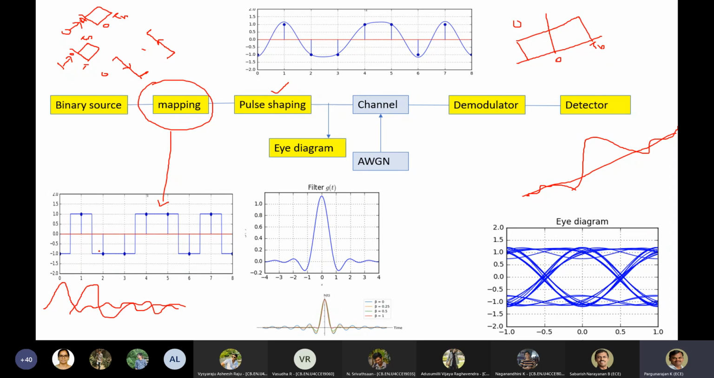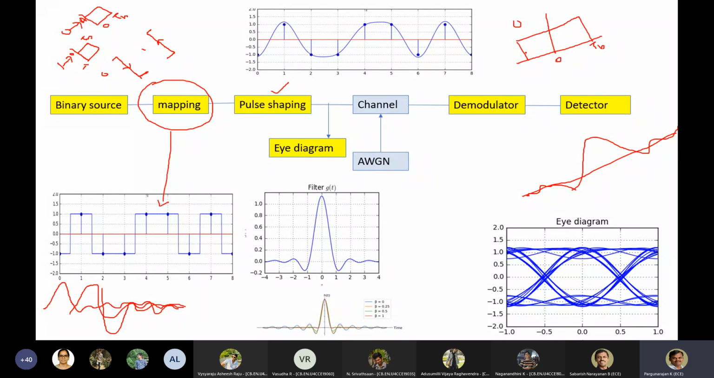Then I will go for this particular signal. What will happen here? The negative, still I have some signal. So what will happen here? The first signal is overlapping with the second signal, and the third signal is also overlapping with the second symbol. This one we'll call inter symbol interference. This arose because of this rectangular shape.